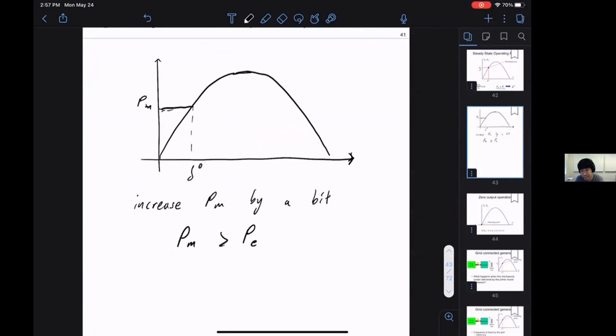Then what changes in the system? Let's say you have a wind turbine, and suddenly you have more power into the generator than you're delivering to the grid. So PM is larger than PE. How do the variables change in the system? Any idea? What happens when you have a generator and suddenly you put in more mechanical power? Intuitively.